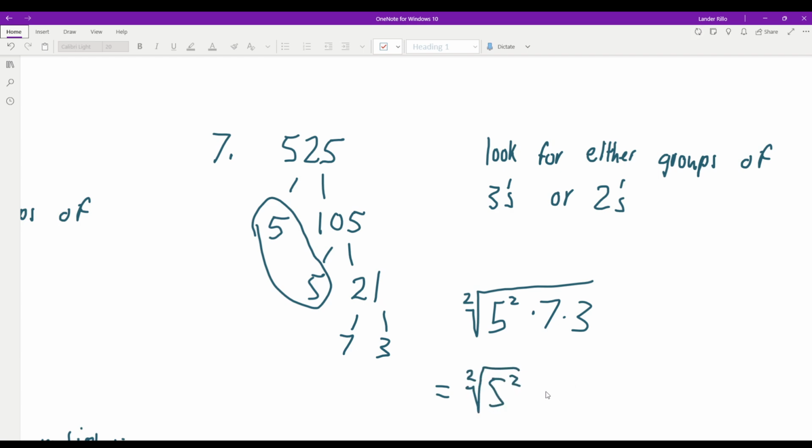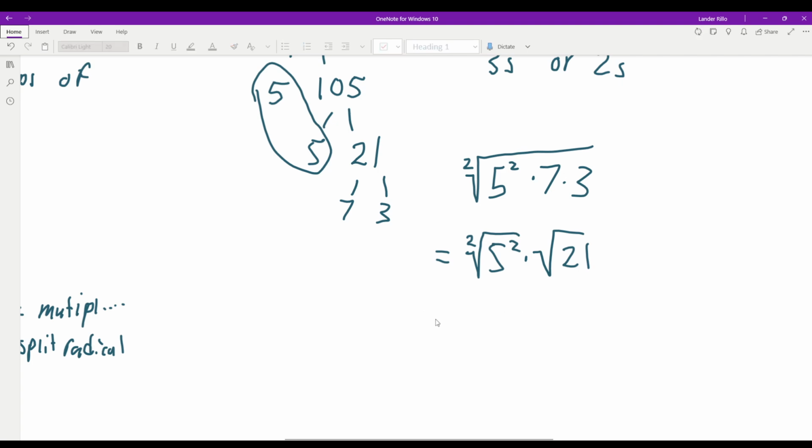5 squared, split this up, 7 times 3, that's just 21. And these cancel out, so that's 5 square root 21.